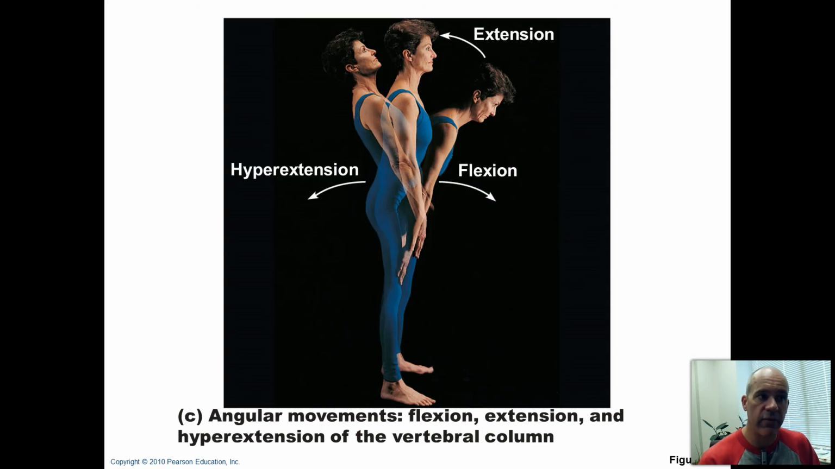And then let's take a look at your vertebral column. So you do have some flexibility within those joints along the vertebral column. So if you're bending your vertebral column forward like this, that would be flexion along the vertebral column. You're bringing your vertebral bones closer together. You're decreasing the angle. And then when you stand back up, that's extension. And when you lean backwards beyond that normal range of motion, that's hyperextension.